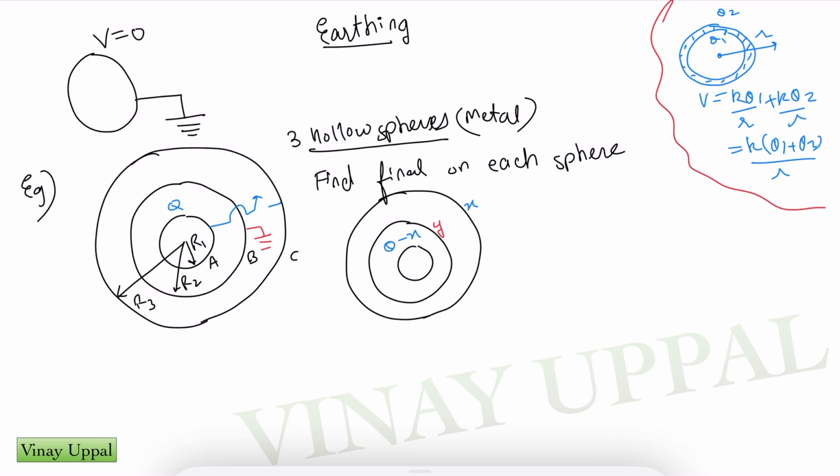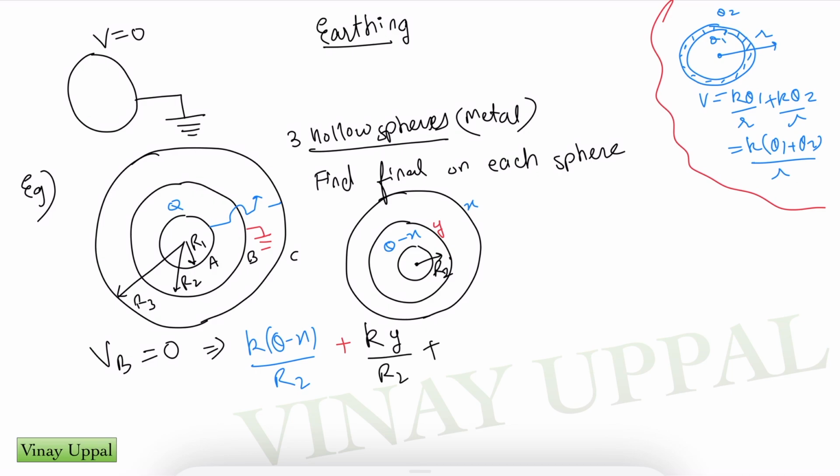Alright, so first thing I'm going to do is write the potential of B as 0. So potential of B due to everything: due to sphere A, the center of sphere A is at a distance of R2 from the surface of B. So the potential due to sphere A would be K into (Q minus X) by R2. What about potential of sphere B due to itself? That will simply be K into charge of B divided by R2.